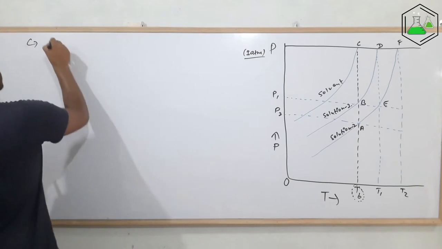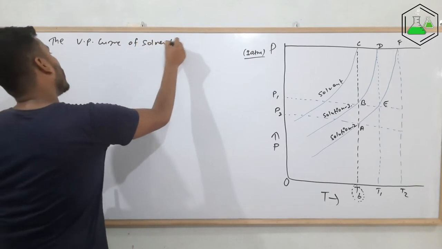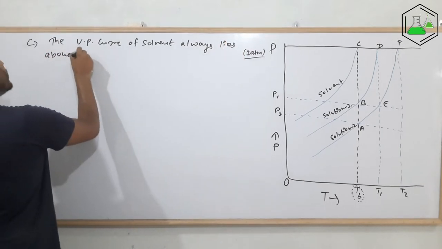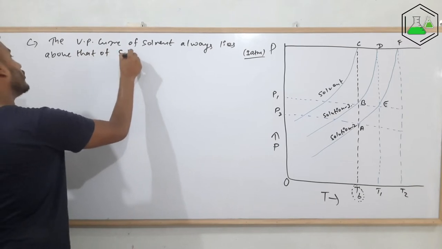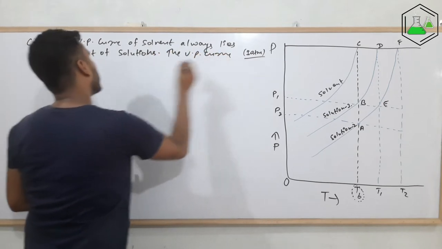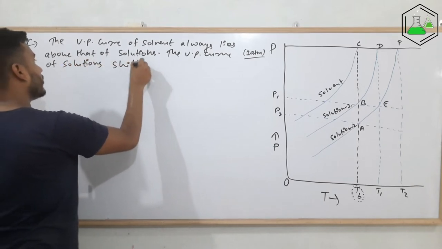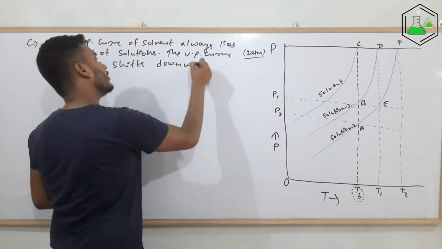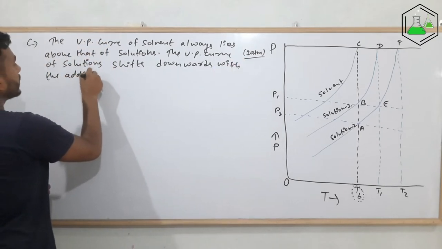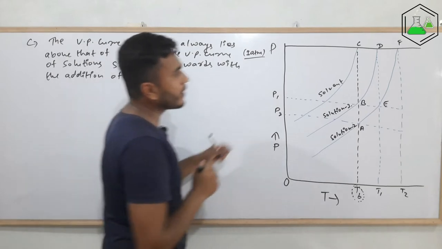Let me write it over here. The vapor pressure curve of the solvent always lies above that of the solutions. The vapor pressure curve of solutions shifts downwards with the addition of more solute.